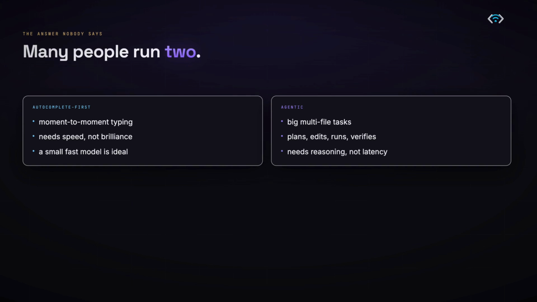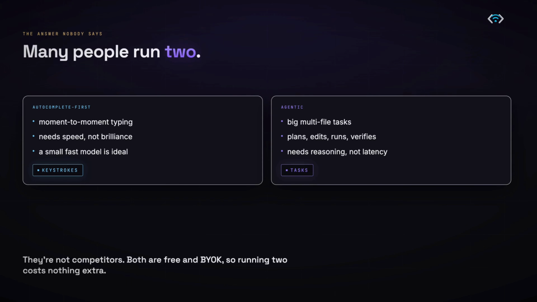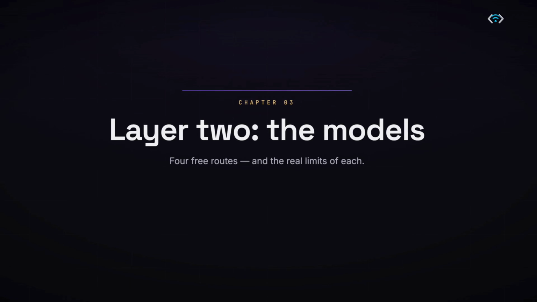And the genuinely useful answer that nobody says: many people run two. An autocomplete-first tool for the moment-to-moment typing and an agentic tool for the big multi-file tasks. They're not competitors, they do different jobs, and because they're all free and all BYOK, running two costs you nothing extra.